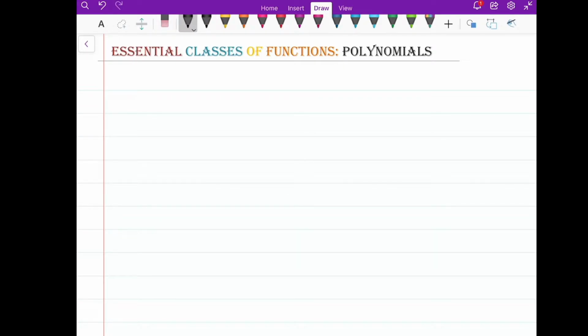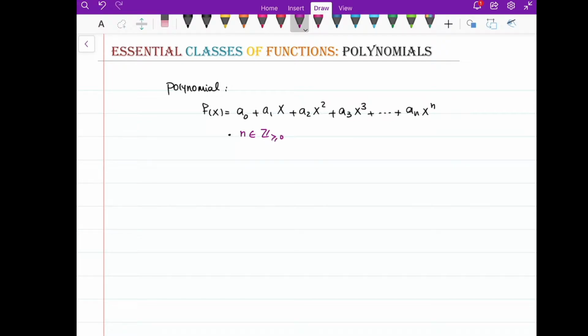So, a polynomial looks like this. f(x) is equal to a0 plus a1x plus a2x to the power of 2, a3x to the power of 3, up to anx to the power of n. So what are the indices? What are these numbers? So n, or basically all the exponents, are some positive integers.